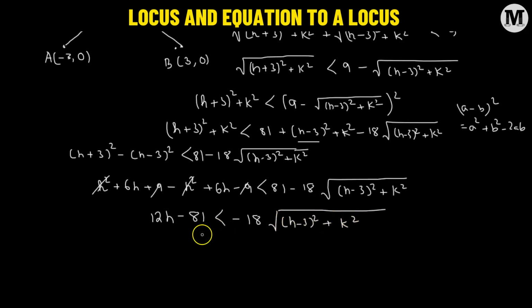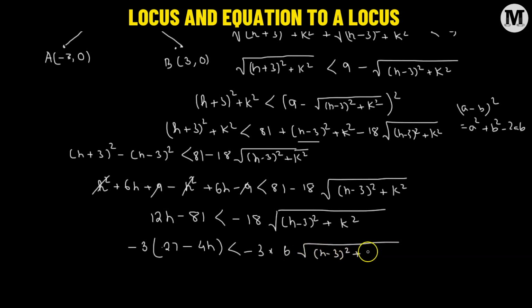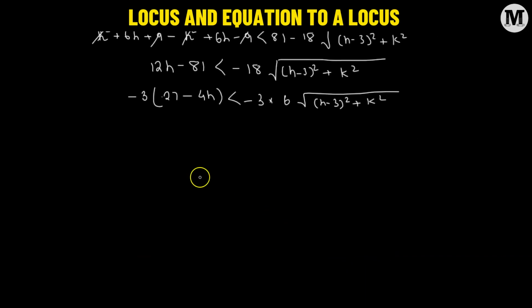k squared. Fine. Now what we can do, we can take -3 as the common factor. So -3, this is going to give us -4h. So we can rewrite it as 27 minus 4h, and this is going to be less than -3 times 6 multiplied by square root of (h minus 3) whole squared plus k squared. The reason why we're doing it like this is because now we want to factor out -3 from both sides of the inequality, but we'll have to be a little bit careful here.